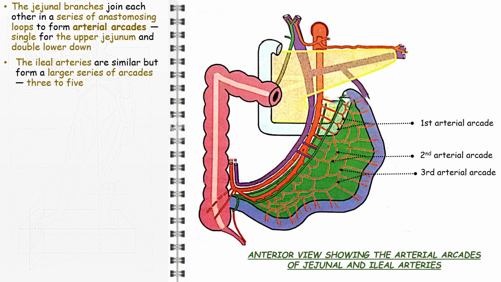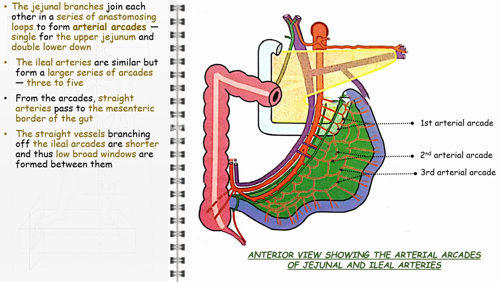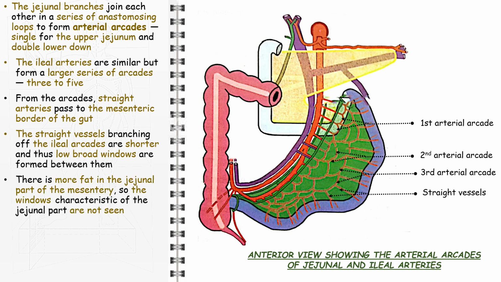The ileal arteries are similar but form a larger series of arcades, 3 to 5, the most distal lying near the ileal wall so that the straight vessels branching off the arcades are shorter. There is more fat in this part of the mesentery, so the windows characteristic of the jejunal part are not seen, a useful feature in identifying loops of bowel.